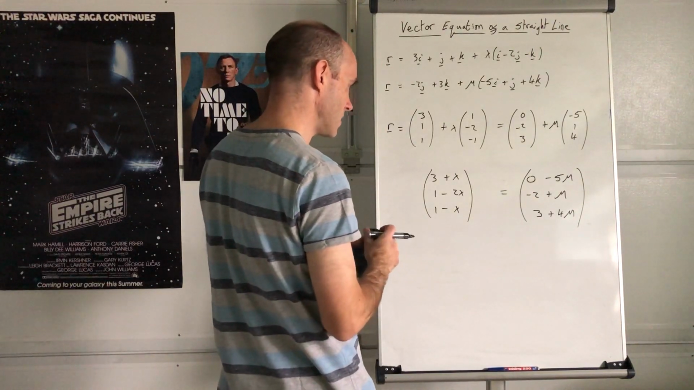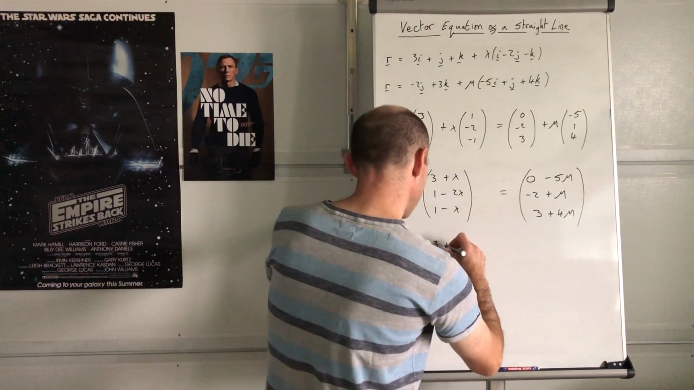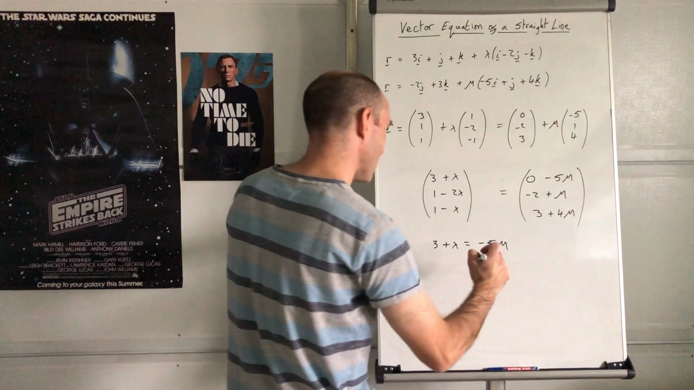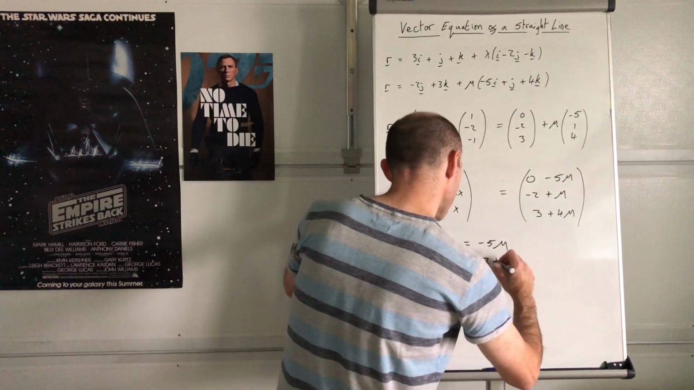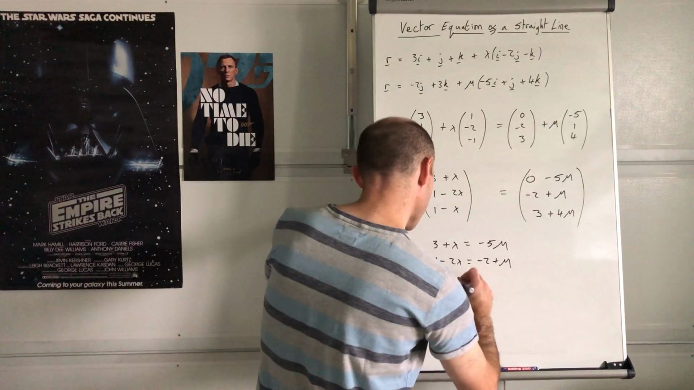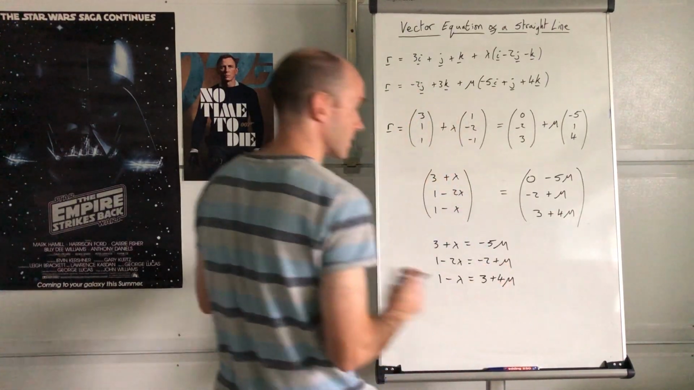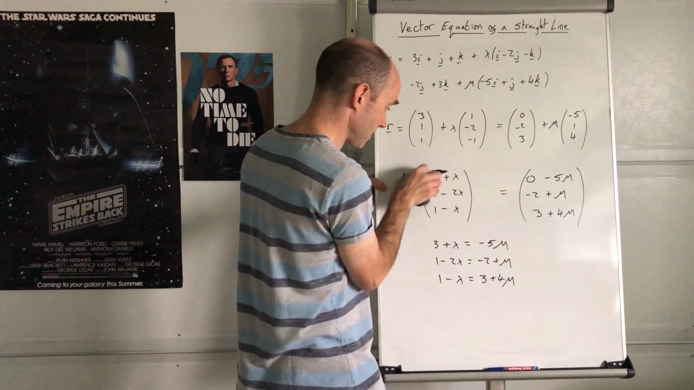So what that means is, I can write it a little bit neater like this. You can say that 3 plus lambda equals negative 5 mu, yeah? 1 minus 2 lambda is equal to negative 2 plus mu, and 1 minus lambda is equal to 3 plus 4 mu. I've rubbed it off because I don't need it. Okay, so you can see what's happened there? Yeah.